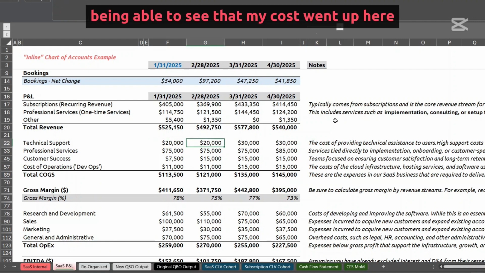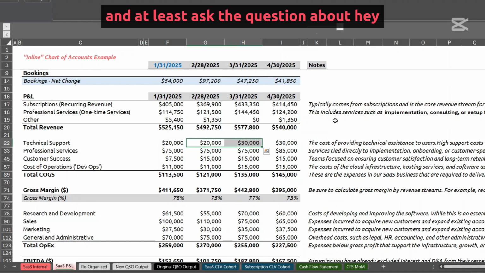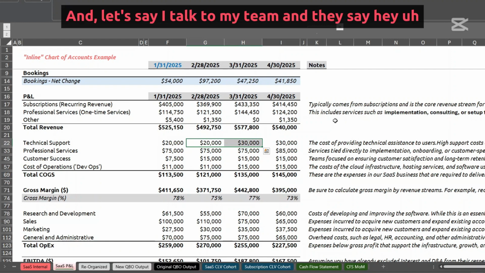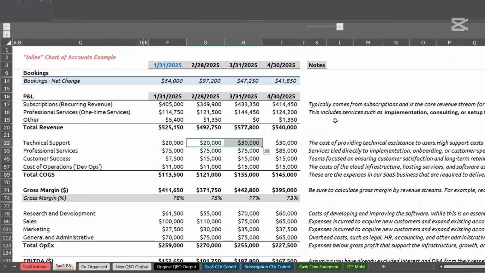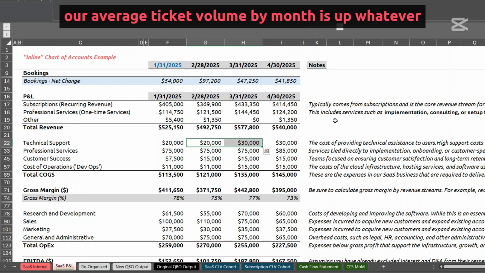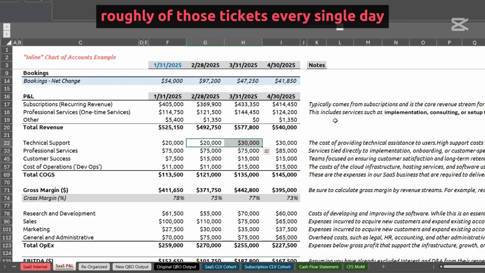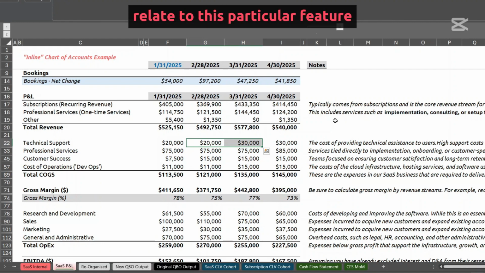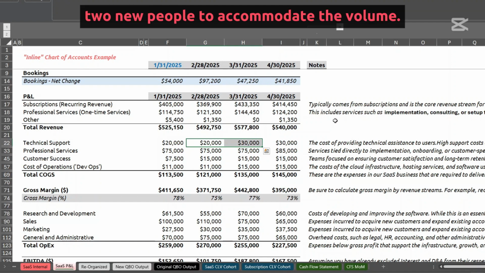Being able to see that my costs went up here allows me to then go to my technical support team and at least ask the question about, hey, what happened here? And let's say I talk to my team and they say, hey, this new feature that we recently launched, it looks like our average ticket volume by month is up whatever number, 300 tickets a day. And we can tell that 200 roughly of those tickets every single day relate to this particular feature. And we had to hire 2 new people to accommodate the volume.